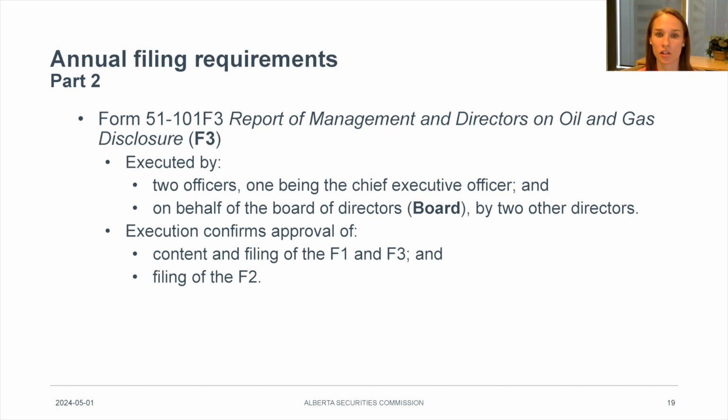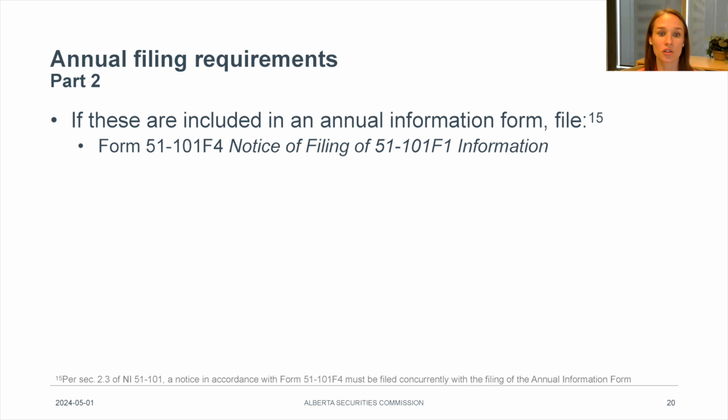Okay, so I did mention those three main forms relating to the annual filing requirements. There is one more form to mention. This is the F4. So if an issuer includes the F1, F2, and F3 in their AIF, or annual information form, they must also file the F4, indicating that they have done so. We do see that the F4 is often missed, so it's important to ensure that if it's required to be filed, you need to file it. As well, we sometimes see issuers filing both the separate forms and then also including the forms in their AIF. The issuer is required to do one of these things, not both.